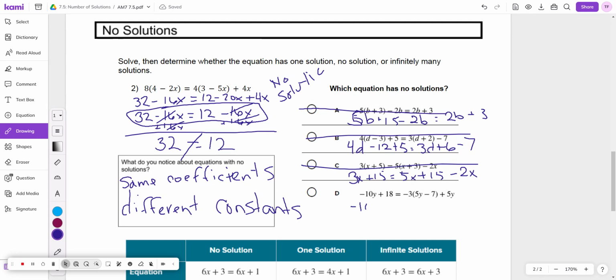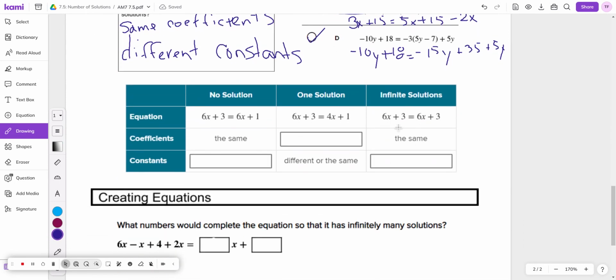Last one, negative 10y plus 18 is equal to negative 15y plus 35 plus 5y. Do some simplifying. On the left, I'm good, but on the right, negative 15y plus 5y gives me negative 10y. Our coefficients are the same. Let's look at our constants. Let's see, 18 and 35. We have different constants, no solution.